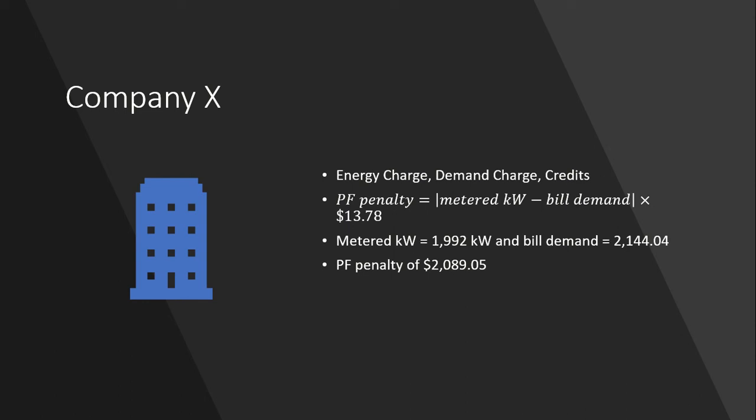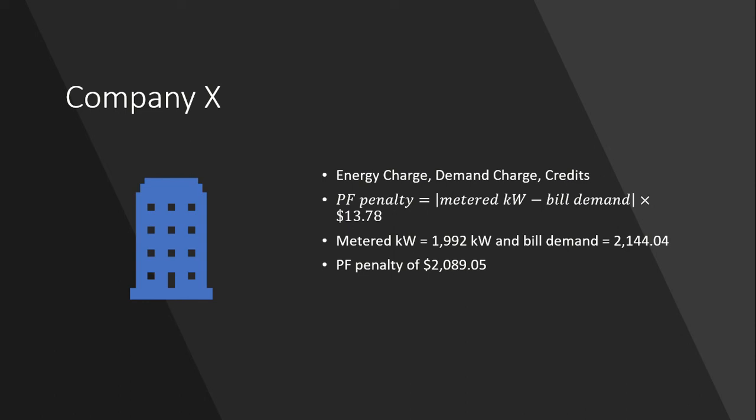The energy charge was the total consumption of real energy, and that was charged per kilowatt hour. The demand charge is what penalized Company X for their poor power factor. So during February 2019, Company X had a power factor of 79%, or 0.79. And as we can see in the equation below, the power factor penalty equals metered kilowatts minus the bill demand times the rate, which is 13.78.